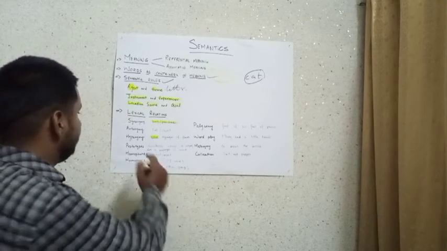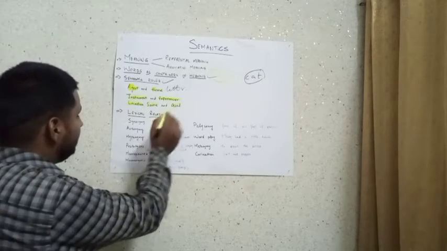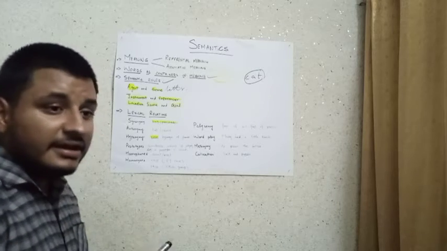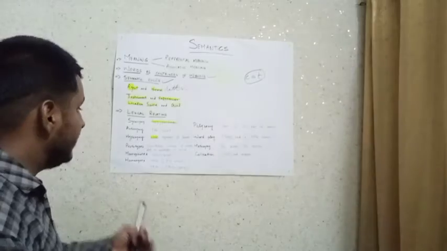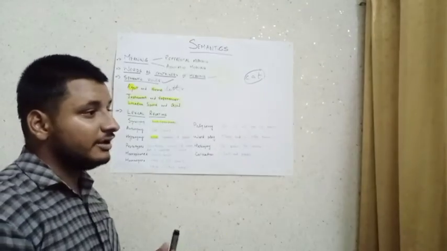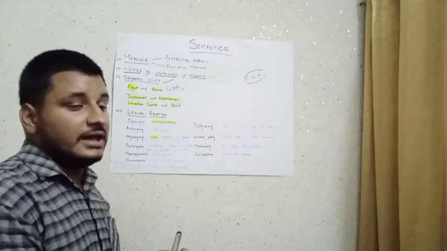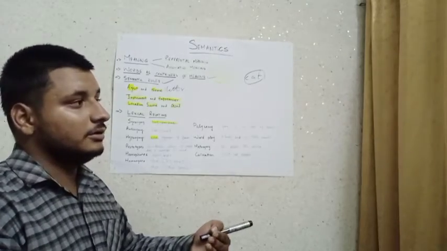Now coming toward the fourth category, prototype. Prototype basically is a characteristic instance of a category. For example, dog is a prototype of an animal, or pigeon is a prototype of a bird.